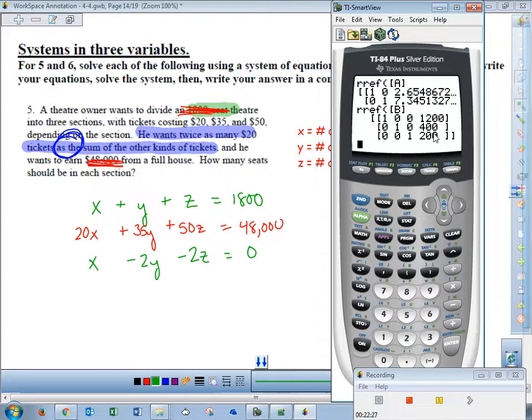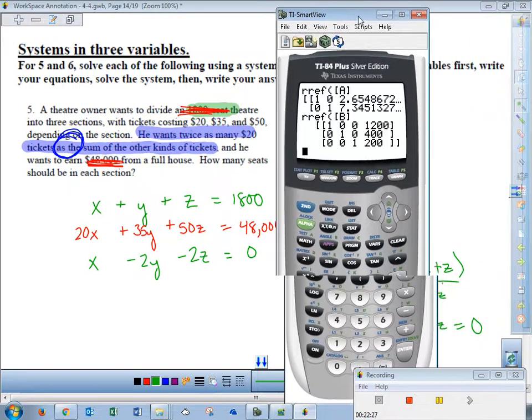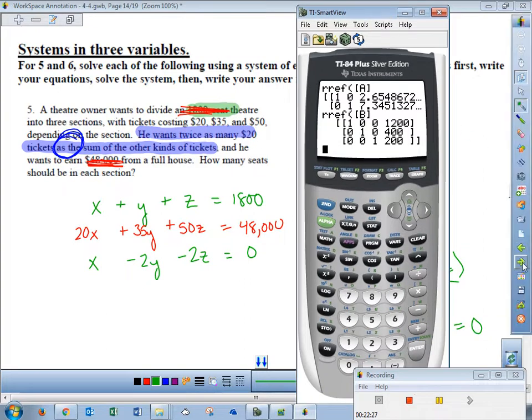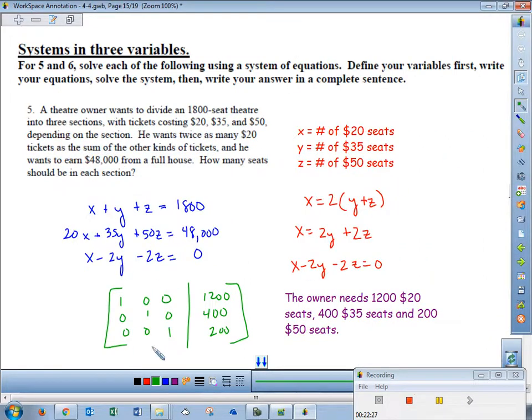So you can write him down and then answer the question in that situation. There's my solutions matrix, nice and neat right there. And then to translate it, I'm answering in a complete sentence. They're talking about the theater owner. So the owner needs 1,220 seats, 435 seats, and 250 seats in that situation, because that's what this is. X equals, Y equals, Z equals in this situation. One more, baby.